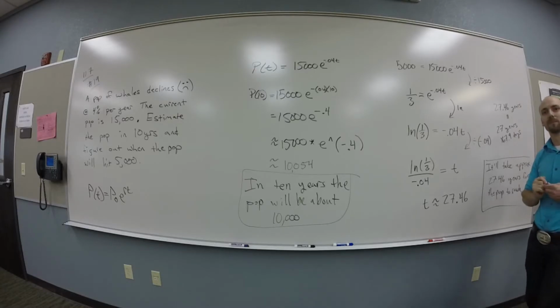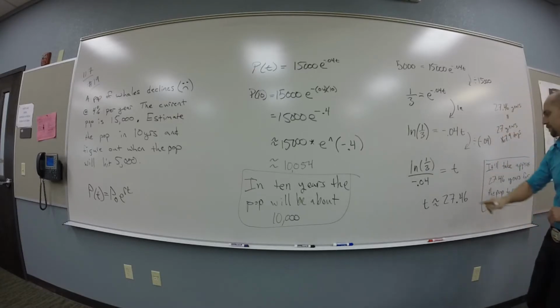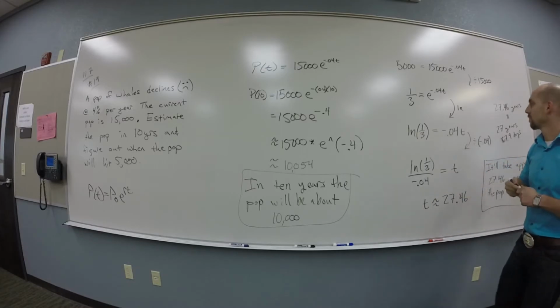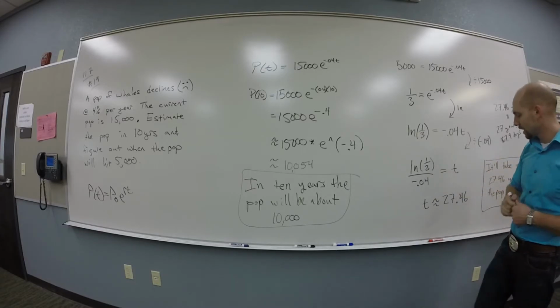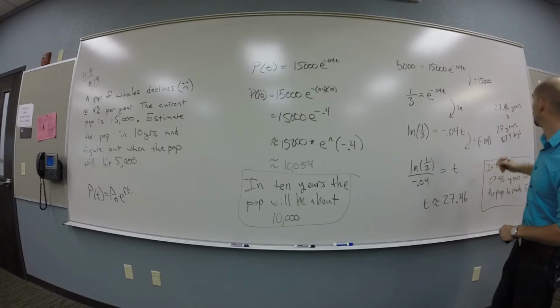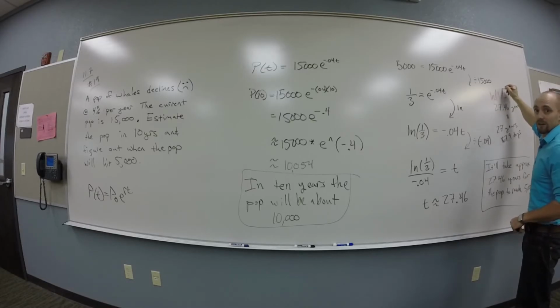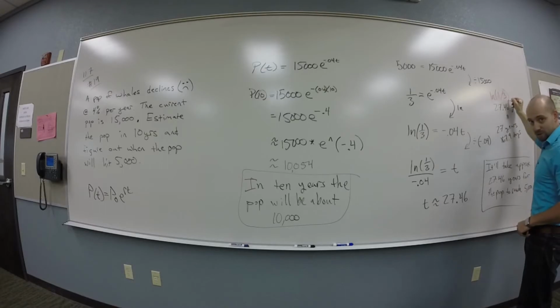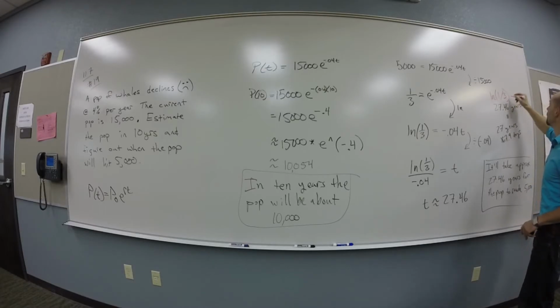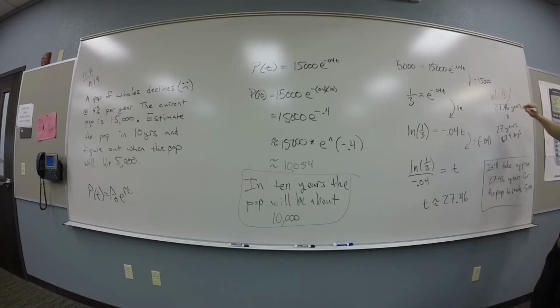When you're entering that natural log of 1/3 divided by that, how do you put that in the calculator? Okay, I need the natural log, parenthesis, 1 divided by 3, close the parenthesis, divide, and then minus 0.04 will actually work in that calculator.